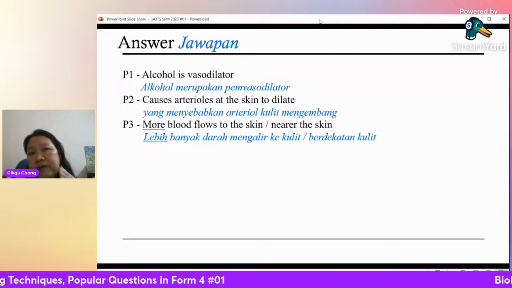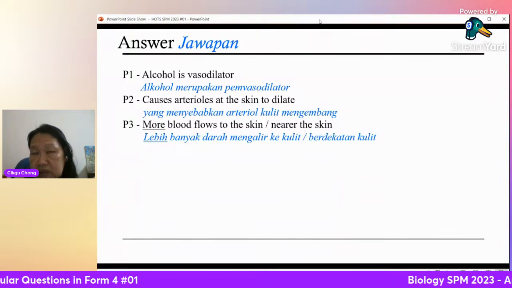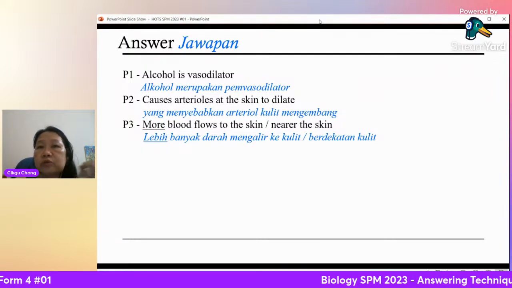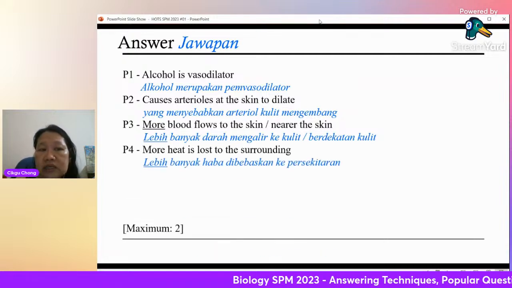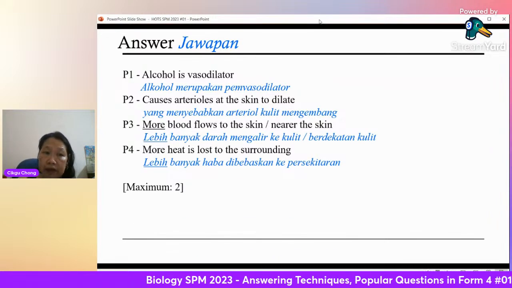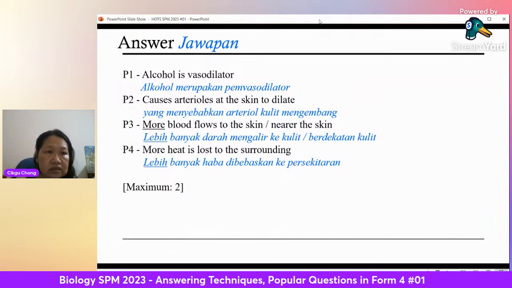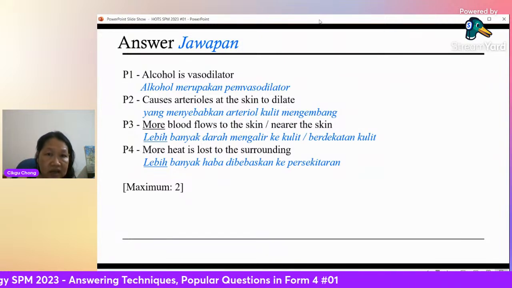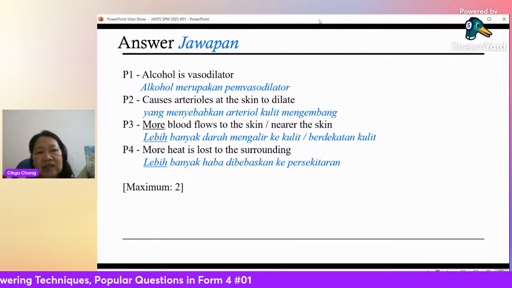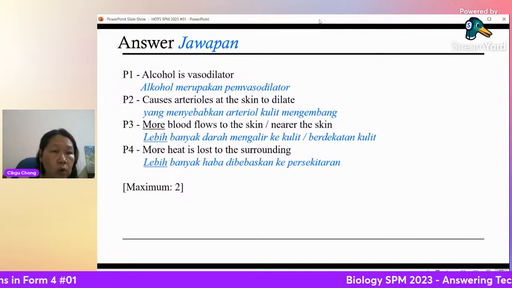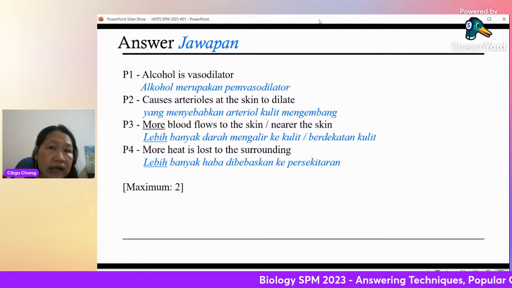So when you have more blood flowing to the skin, blood carries the heat, so it will be able to release the heat more. More heat is lost to the surrounding. Therefore, you're actually losing heat if you drink alcohol. This is a fact, luckily it's only 2 marks. Not many people will be able to answer this if you do not know alcohol is a vasodilator.